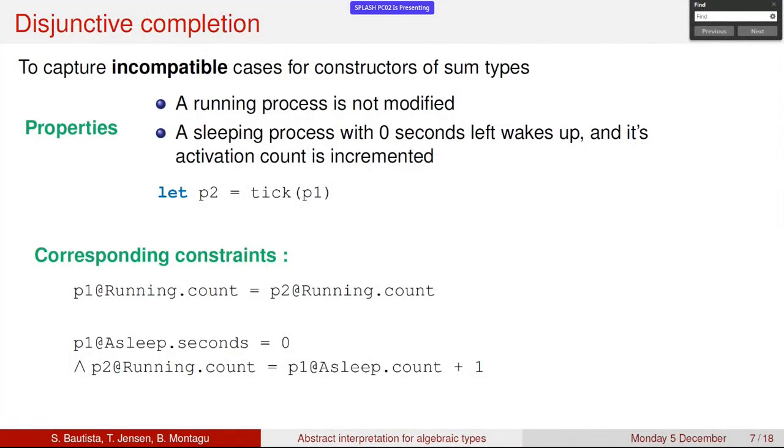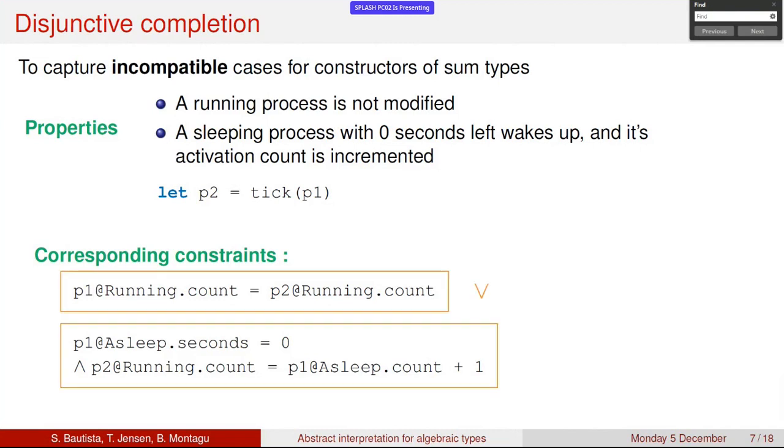Okay, yes. So as I was saying, some of the properties that we want to capture involve constraints that use incompatible extended variables. Because we want to talk about p1 at running.count, but we also want to talk about p1 at sleep.seconds. And these two extended variables cannot be defined at the same time. And if we had an abstract value that tries to use them both at the same time, then the concretization will be empty, which is not what we want. And so what we do is that we take a disjunctive completion, which means that instead of using a single abstract value, we use multiple abstract values, and we give a disjunctive meaning to this set of abstract values.